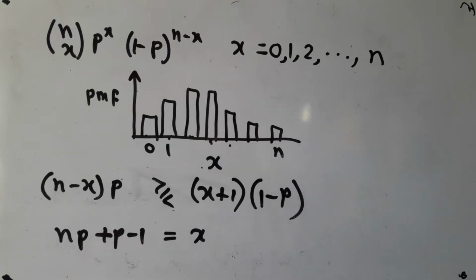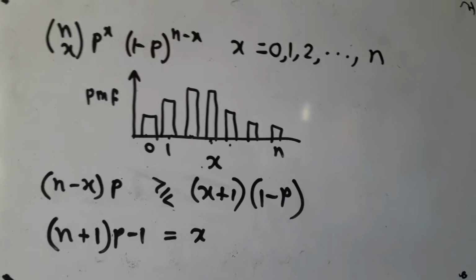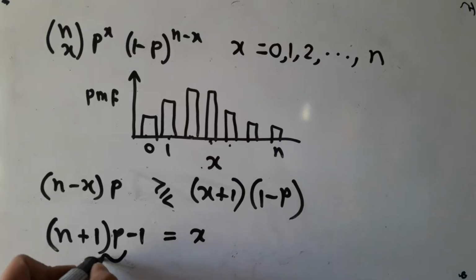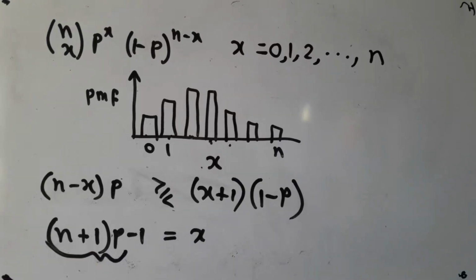When do I have equality? Remember that this is an integer, this 1 is an integer, and if I write this in a combined way, I will have n plus 1 times p minus 1. So if these two things are integers, for equality to hold, I must have n plus 1 times p to be an integer. Only then do I have any hope of having equality. If I do not have this as an integer, then this equality case is just impossible.